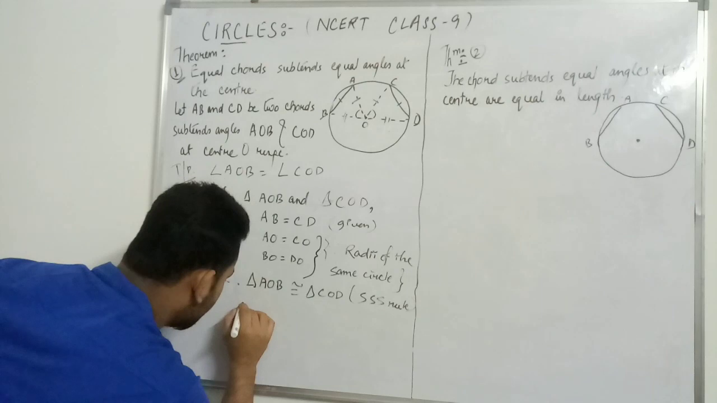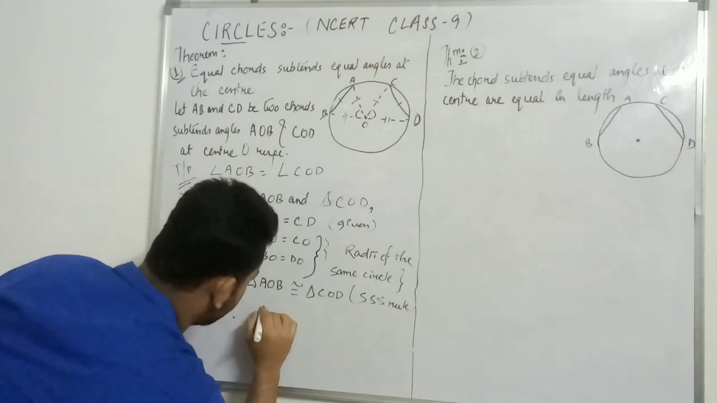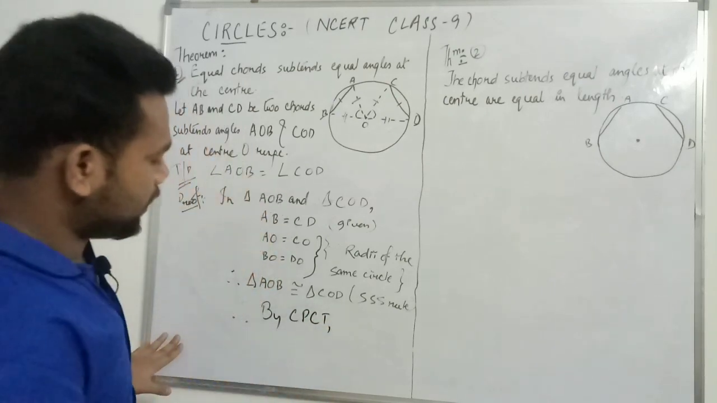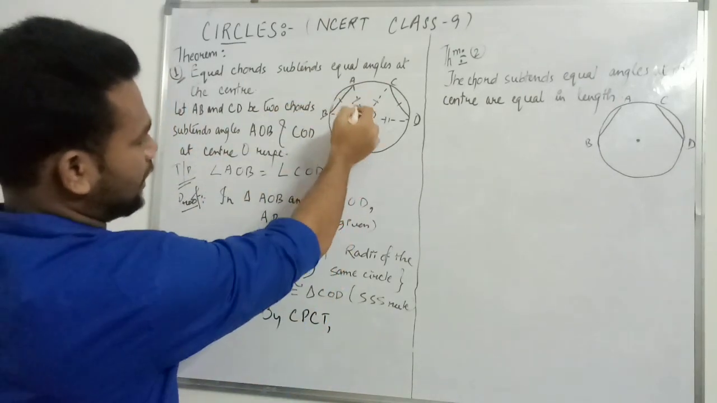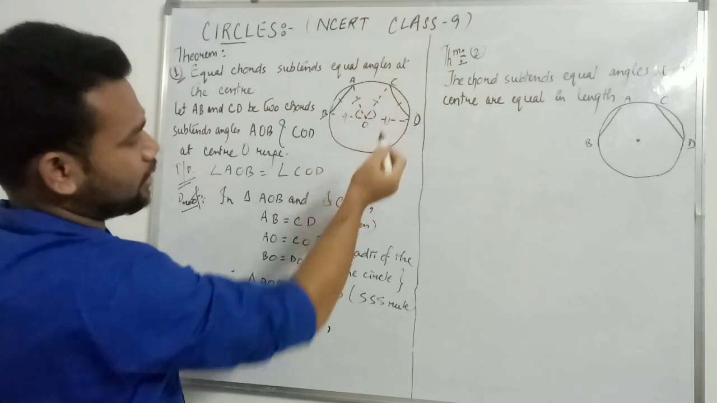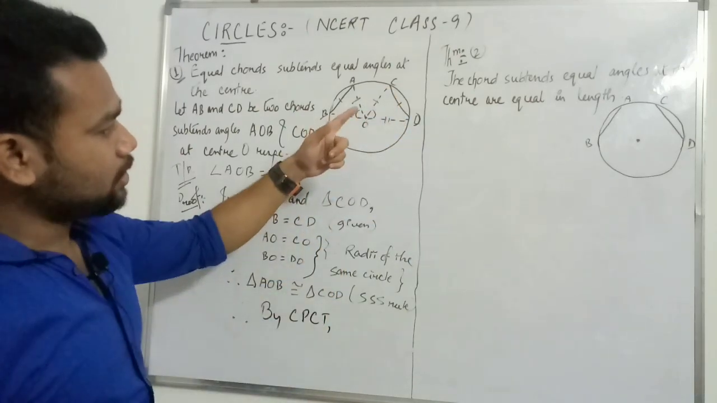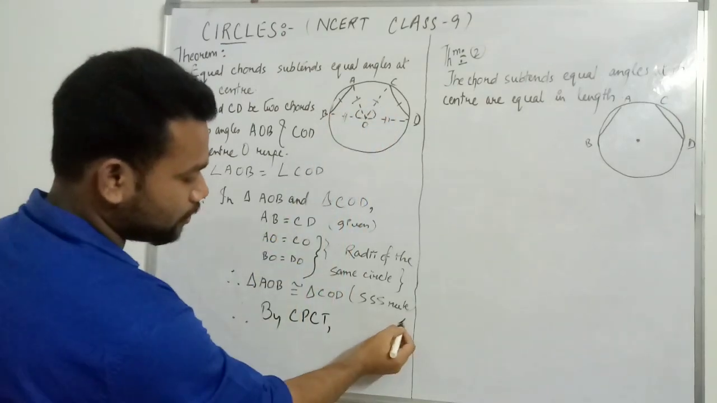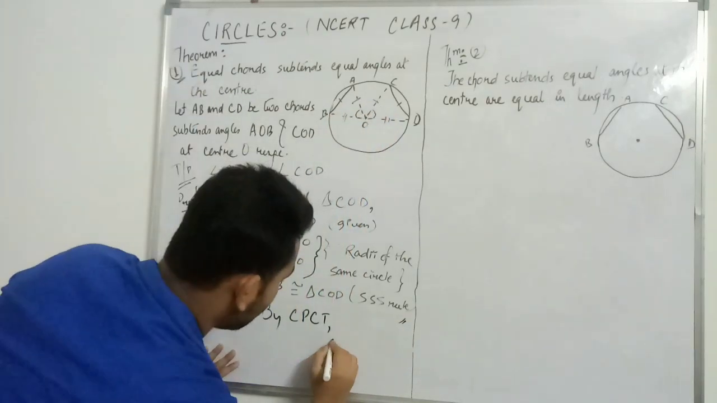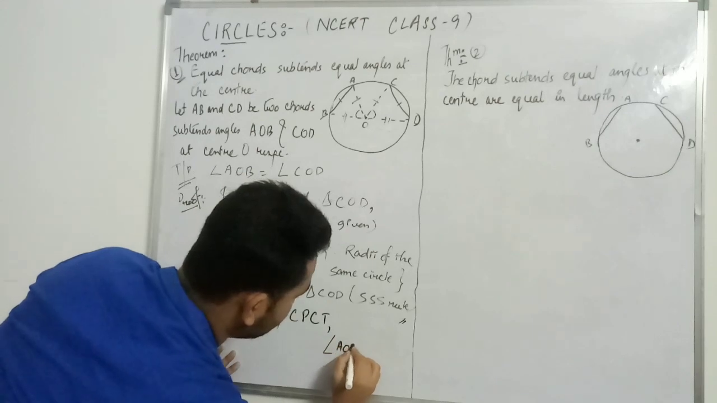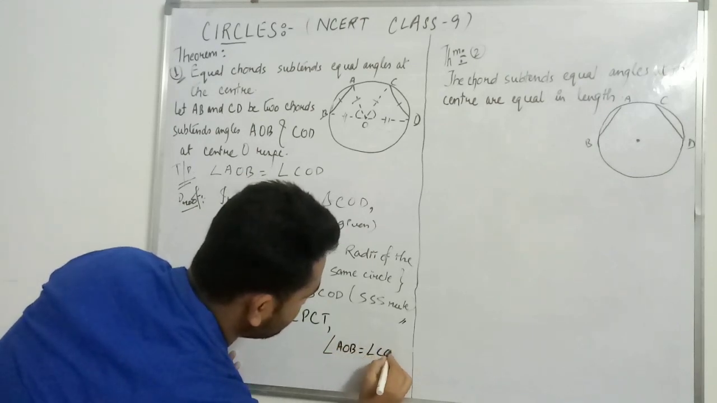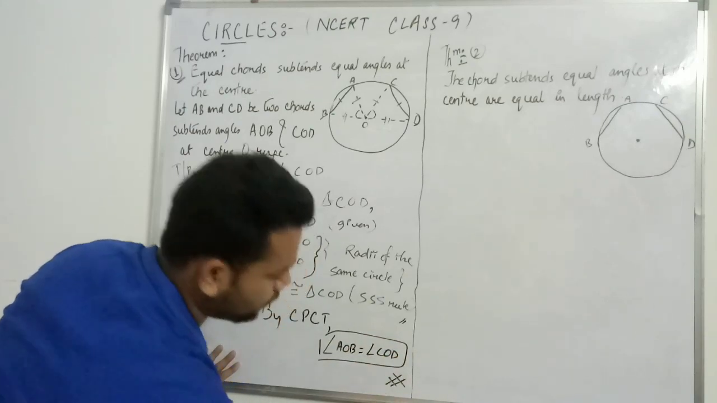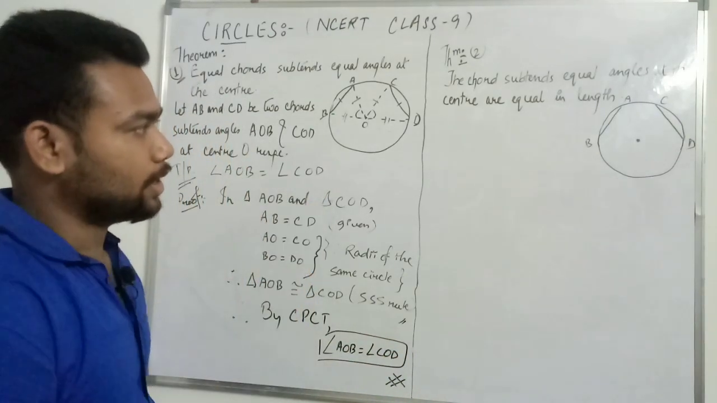Right? Therefore, by CPCT, we get angle AOB is equal to angle AOC, I mean angle COD, right? Because these two triangles are congruent. We have proved it, right? So therefore, angle AOB is equal to angle COD. Hence proved, right? Let's go for the second one.